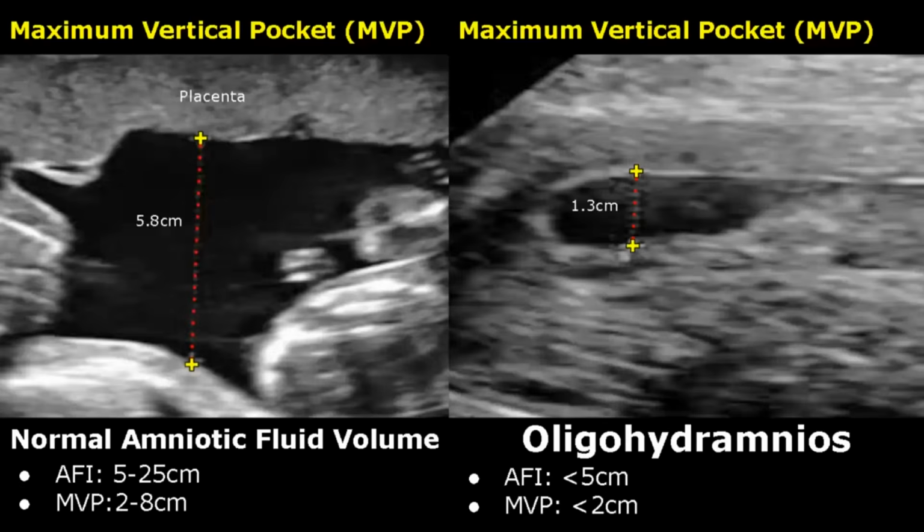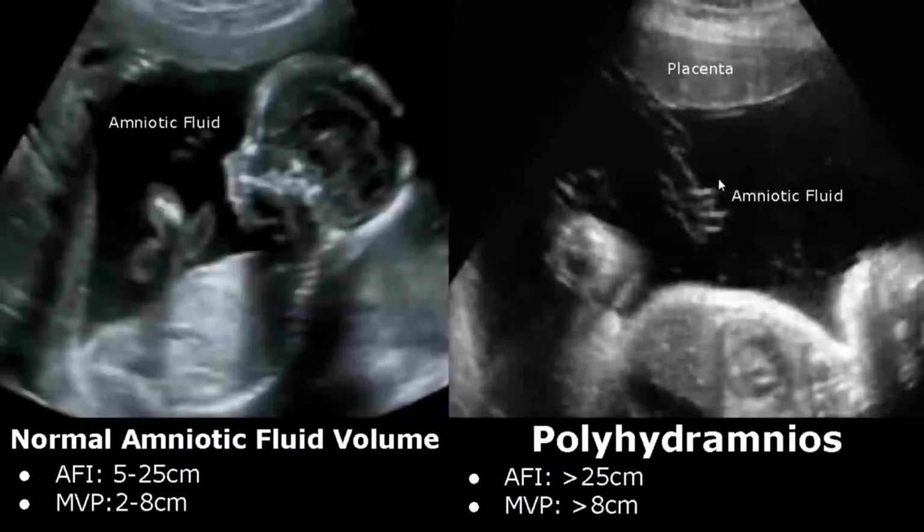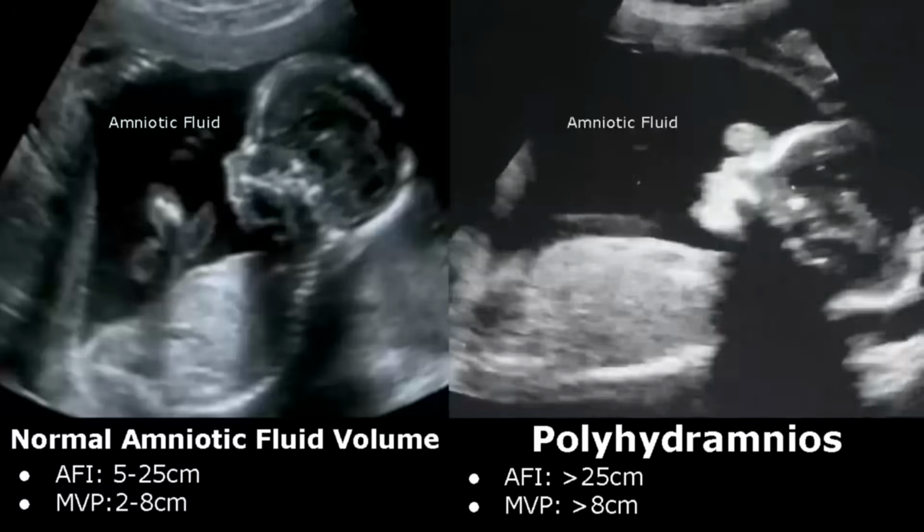In polyhydramnios, there is an abnormally large volume of amniotic fluid. The AFI value will be greater than 25 centimeters and MVP value will be greater than 8 centimeters. By general observation, we can see a large volume of amniotic fluid around the fetus. Here is another image of polyhydramnios. We see a large amount of amniotic fluid around the fetus.